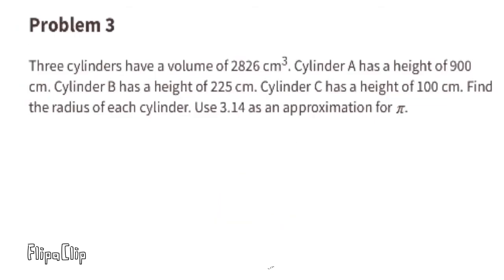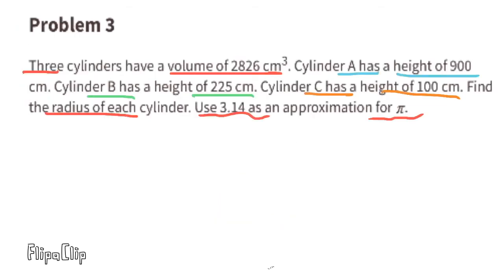Problem number 3. 3 cylinders have a volume of 2,826 centimeters cubed. Cylinder A has a height of 900 centimeters. Cylinder B has a height of 225 centimeters. Cylinder C has a height of 100 centimeters. Find the radius of each cylinder. Use 3.14 as an approximation for pi.